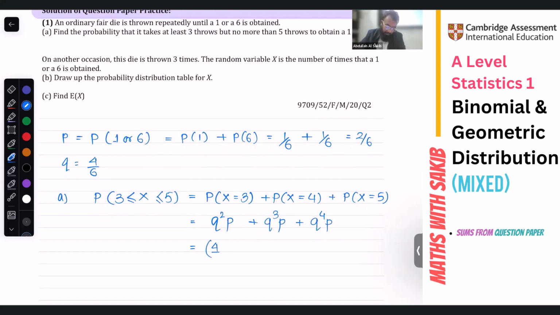So q is 4 by 6 squared times p, 2 by 6. Then 4 by 6 cubed times 2 by 6. Then 4 by 6 to the power 4 times 2 by 6. So the answer is 0.313.